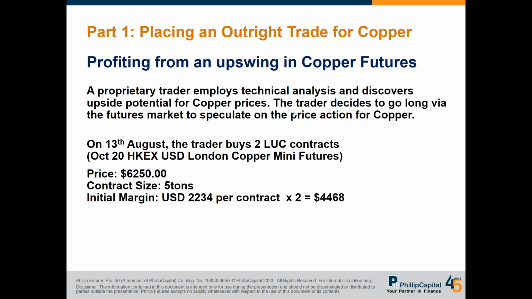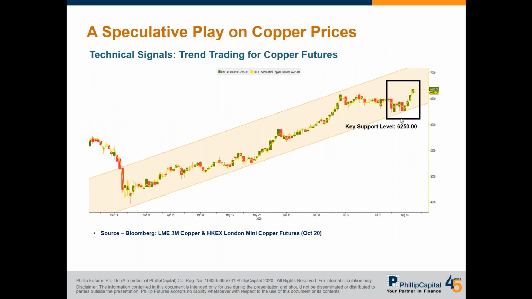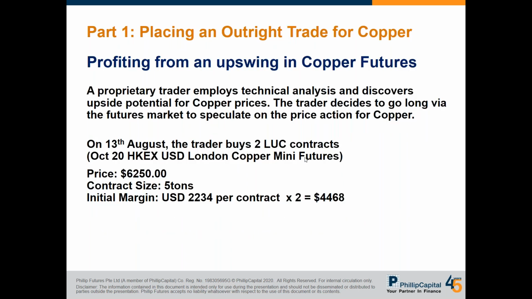So assuming that you employ technical analysis, you believe in trend trading and you feel that there's some upside potential for copper prices, the trader might decide to go long. So on 13 August, for example, you can see the timeline over here, it's about 13 August. He decides to buy 2 contracts, the Hong Kong Exchange London Copper Mini Futures. The price is about 6250 per ton.